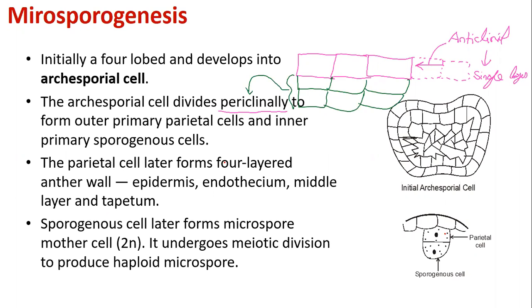And how is the microspore mother cell going to form? The process begins from the archisporial cell, which divides by periclinal division to form outer parietal and inner sporogenous cells. Parietal cells form the four-layer anther wall, right? And the sporogenous cells form the microspore mother cell. Okay. And what are the four layers? The epidermis, the endothecium, the middle layer, and the tapetum. One by one, we will discuss the function and the significance of all these layers. So what I suggest, quickly take a note of it. And once done, let me know.